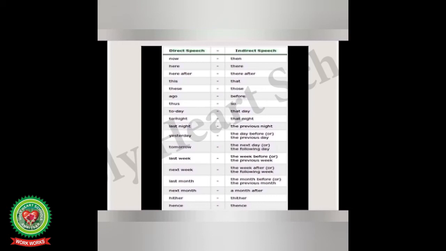day before or the previous day, tomorrow into the next day or the following day, last week into the week before or the previous week, next week into the week after or the following week, last month into the month before or the previous month, next month into a month after, hither into thither, hence into thence. You must keep these things in your mind while changing direct speech into indirect speech.